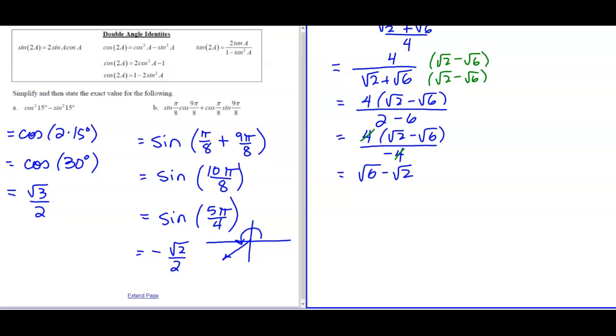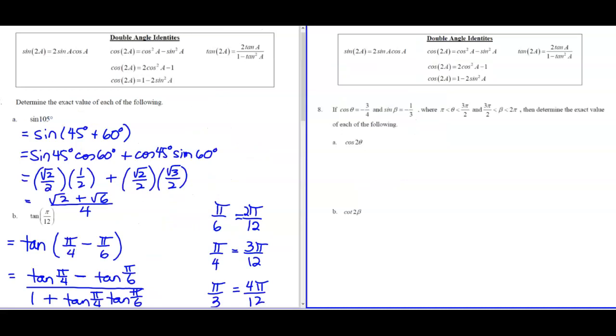Okay, question 8. Given the ratios for certain angles, we then need to find the value of a trig ratio, either a double angle or a sum. So this kind of goes back to one of the first lessons of trig, but also now obviously these identities. I've seen this type of question on the final exams. So, heads up. Okay?